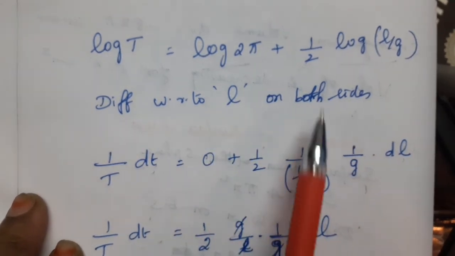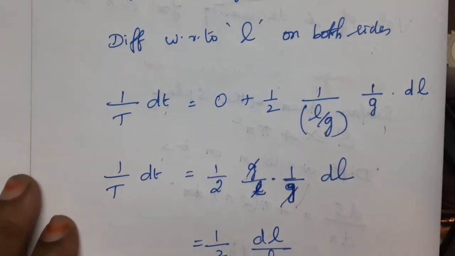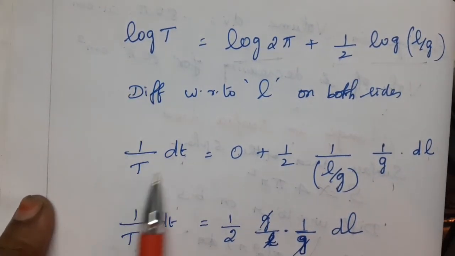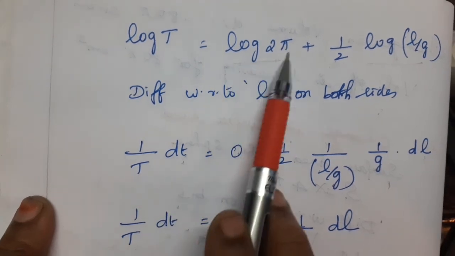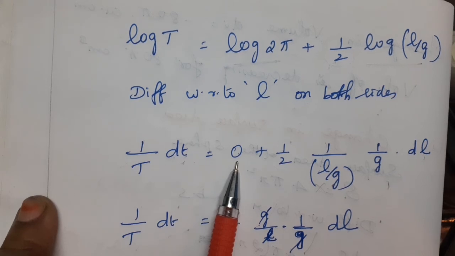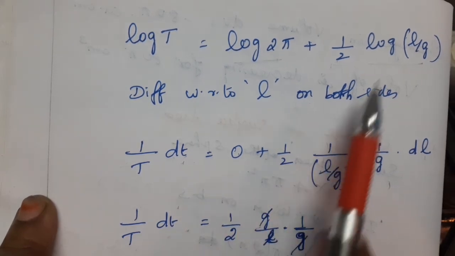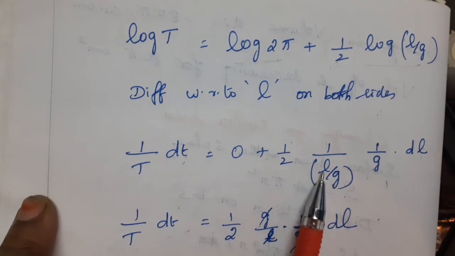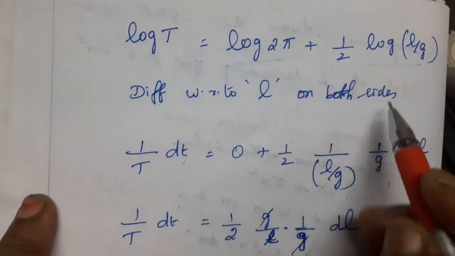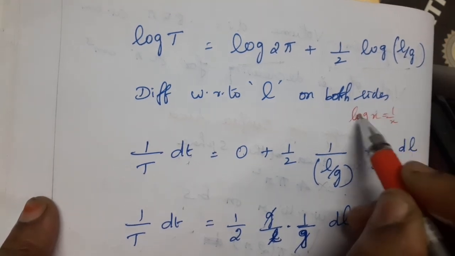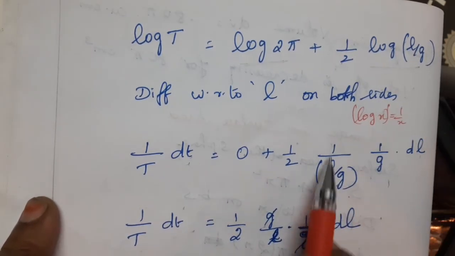Differentiate with respect to L on both sides. Differentiating log t, we get 1 by t into dt. Log 2π is nothing but a constant, and if you differentiate a constant, it becomes 0. Plus 1 by 2 into the differentiation of log x, which is 1 by x.